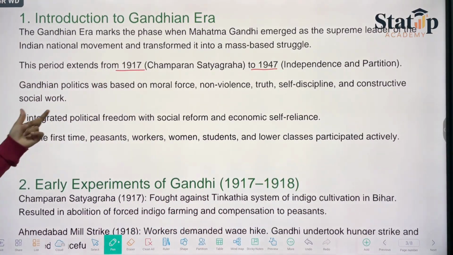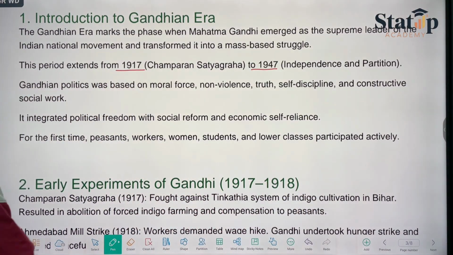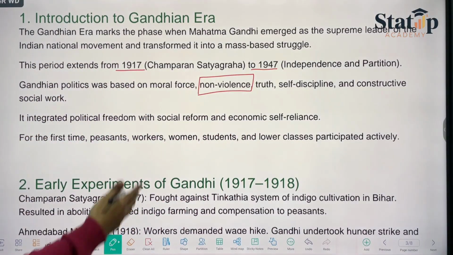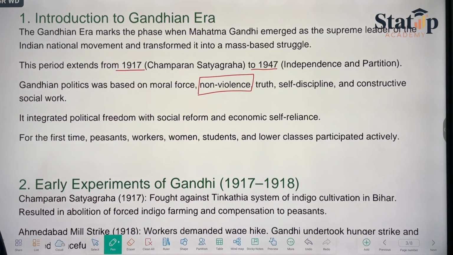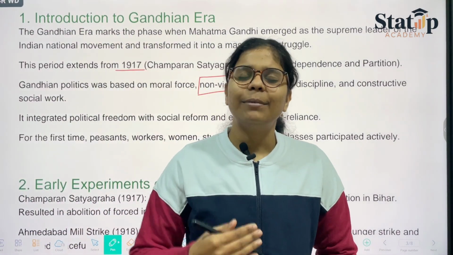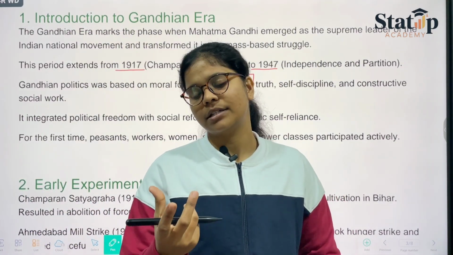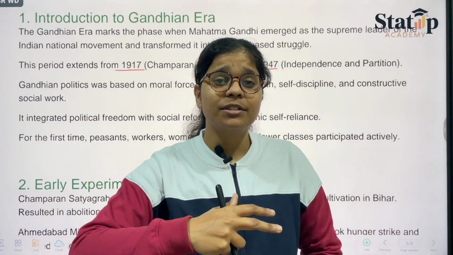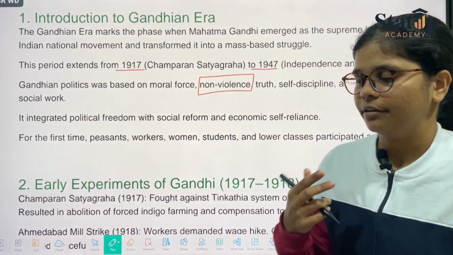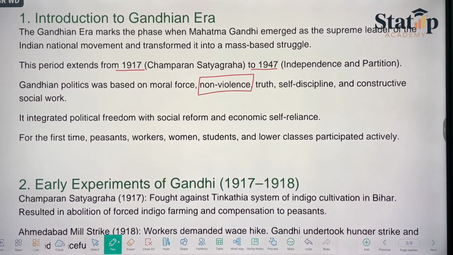Then we have Gandhian politics. जो politics पर based था, that you can mark it as non-violence was the basic thing. Obviously truth was there, discipline was there, and constructive social work. Constructive social work मतलब ऐसा कोई काम जिससे आप कह सकते हो कि something is coming out of it, you are getting the results, the outcome is there. ठीक है, so that is constructive social work.